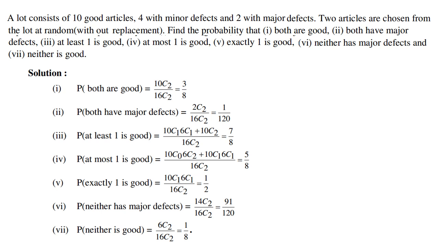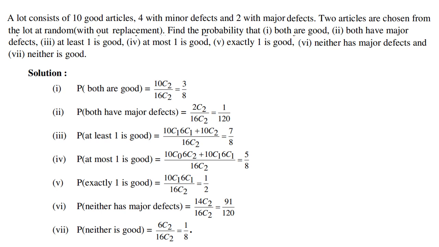The next one they have given is that exactly 1 is good. So for exactly 1 is good, it is going to be 10C1 times 6C1 divided by 16C2, which is going to be the value 1 by 2. So in all the cases, the denominator is going to be 16C2, since they are choosing only 2 articles from the lot at random without replacement, and totally there are 10 good articles, 4 articles with minor defects and 2 with major defects, so totally there are 16 articles.